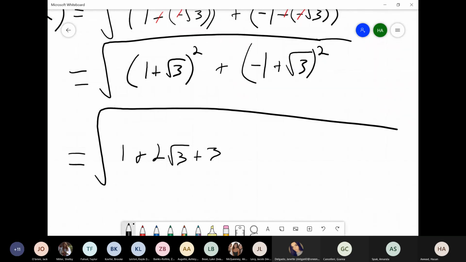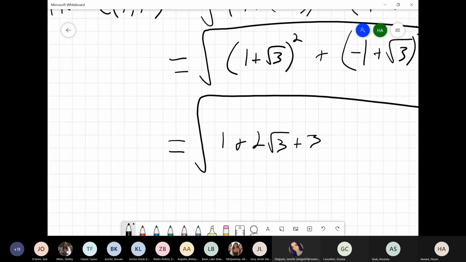Let's go ahead and expand the next one, which is negative 1 plus square root of 3. Okay, so negative 1 plus square root of 3.